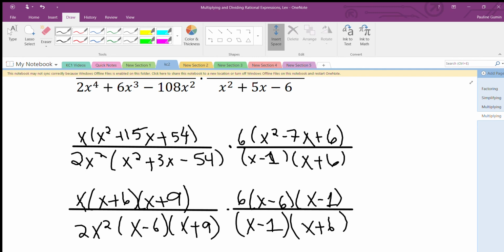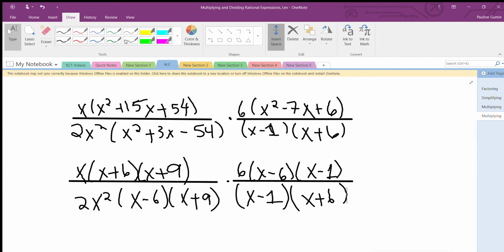Okay, all right, this one is going to be great. You ready? Let's start canceling things off. Let's begin with red. Okay, on the first fraction, I see this x plus 9. There it goes. I also see an x plus 6. Boom. I also see an x minus 6. I also see an x minus 1.